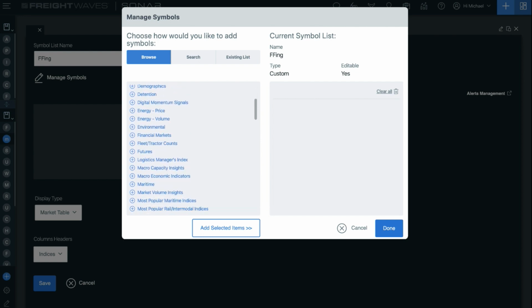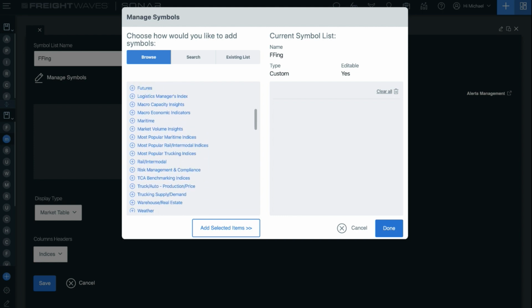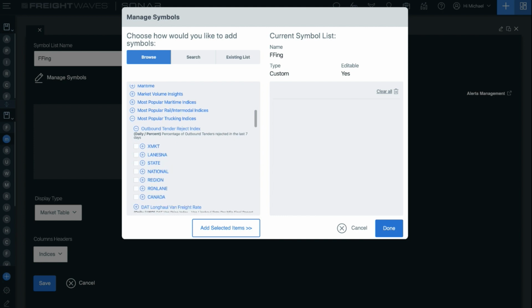I come down here, and these are organized very, very well inside here, and I know where they're at. In your different BI, I would suggest that you organize them very, very well, so you can get to them, obviously. But most popular trucking indices, and what we'll do is we'll paint this with outbound tender rejects. And right here you can see that I have the ability to look at Canada, region by lanes, the regions, national, by state, again by lanes, or by the specific markets.